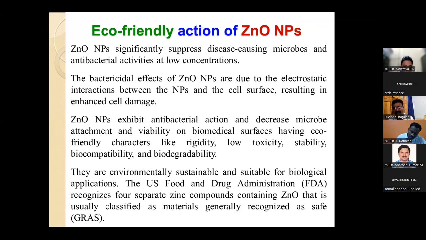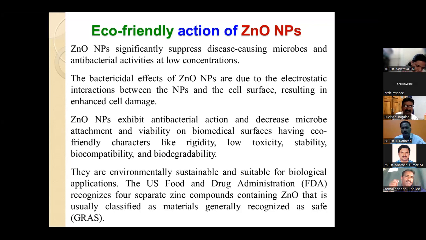So there are various bactericidal effects that are similar to antibiotics. Of course, zinc oxide nanoparticles are very excellent, and they have the ability for electrostatic interaction between the nanoparticles and the cell surface of the pathogen. That is most important. Once the cell surface has bound with the nanoparticles, there will not be much effect on the cells for their motility.